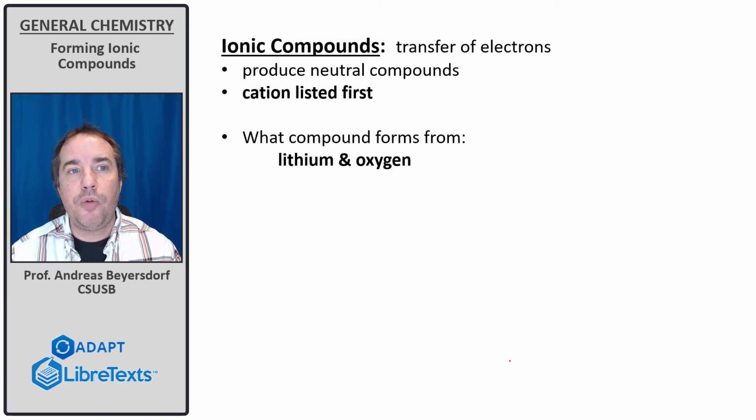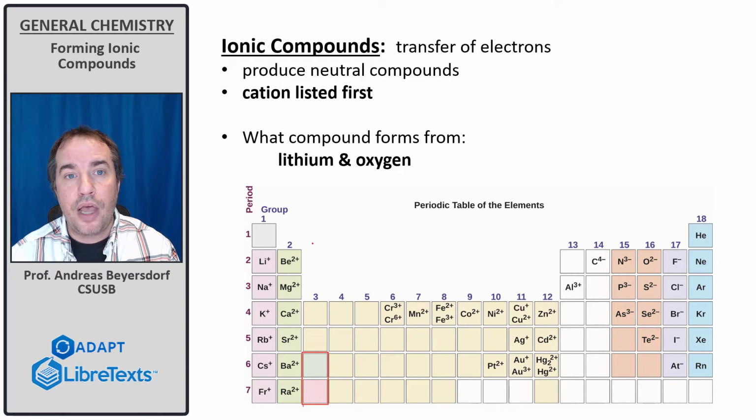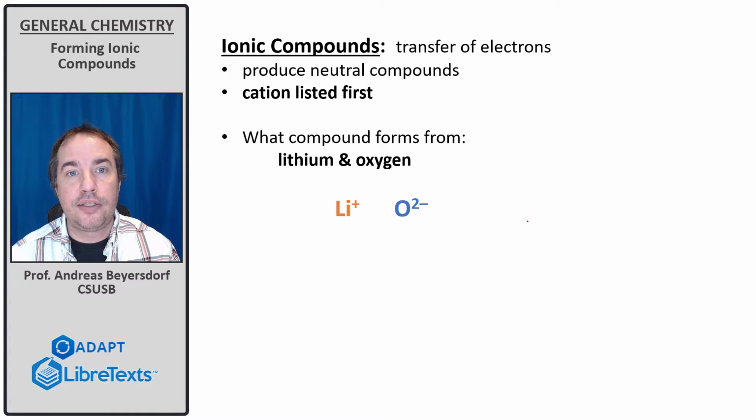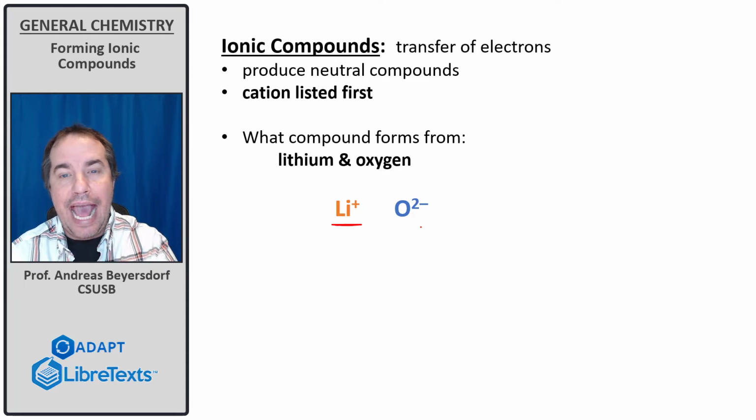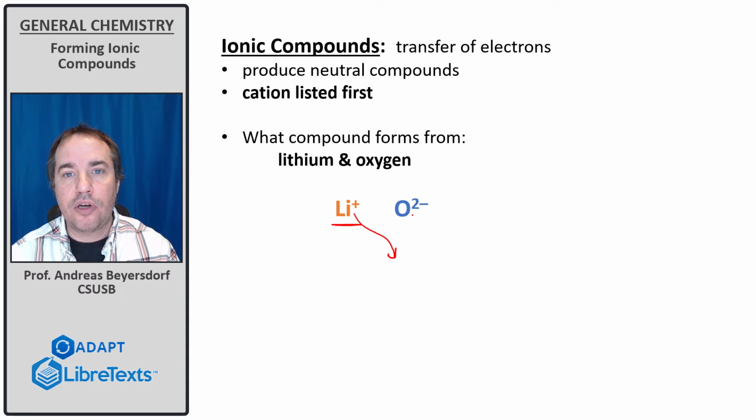Let's do some others. Let's say we wanted to know the compound formed from lithium and oxygen. So the first thing we have to do is look at the periodic table. This group here, including lithium, is always +1. The group with oxygen is always -2. So that means I have Li+ and O2-. Now, I always start with a cation first on the left-hand side, and then the anion on the right-hand side. And so these are going to form Li2O. This will be the compound formed from lithium and oxygen.